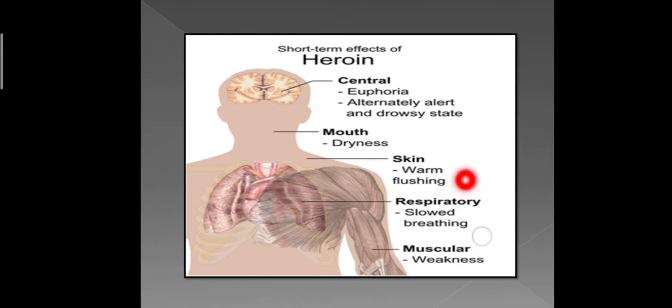This diagram is showing the short-term effects of heroin on the central nervous system, mouth, skin, respiratory system, and muscles. Short-term effects of heroin on the brain cause euphoria and alternating alert and drowsy states. In the mouth, it can cause dryness. Skin becomes warm as well as flushed. It also disturbs the respiratory system and results in slowed breathing. The short-term effects of heroin also cause muscular weakness. That's why we should not consume heroin.